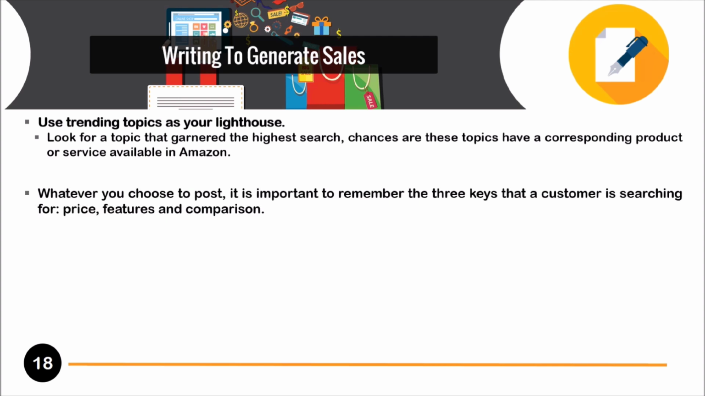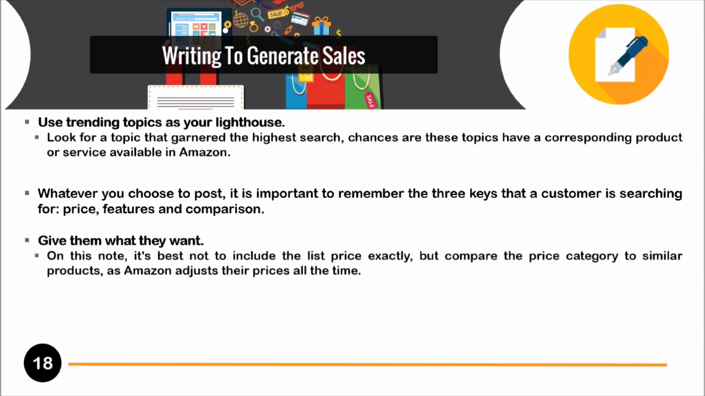Whatever you choose to post, it is important to remember the 3 keys that a customer is searching for: price, features, and comparison. Give them what they want. On this note, it's best not to list the price exactly, but compare the price category to similar products, as Amazon adjusts their prices all the time.